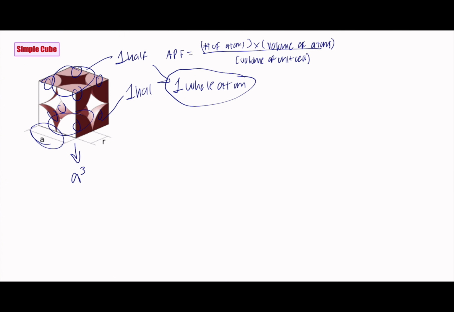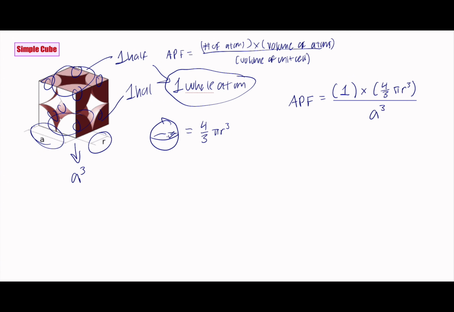So we will put these into the equation. The number of atoms is 1 atom times the volume of the atom, which, as I mentioned before, is the volume of the sphere, 4/3 pi r cubed, over the volume of the unit cell, which is a cubed. But we won't be able to solve for the atomic packing factor with this, so we have to find a way to cancel out one of the r cubes.